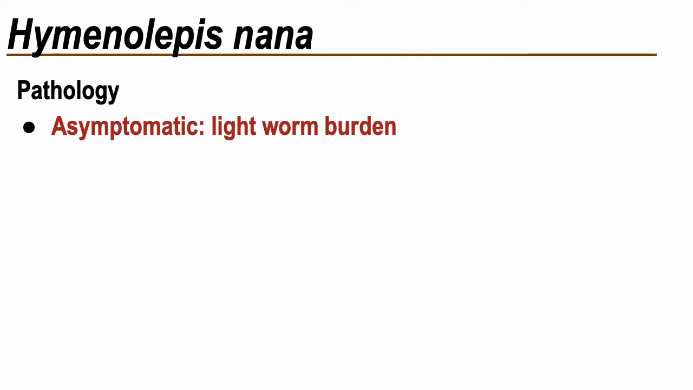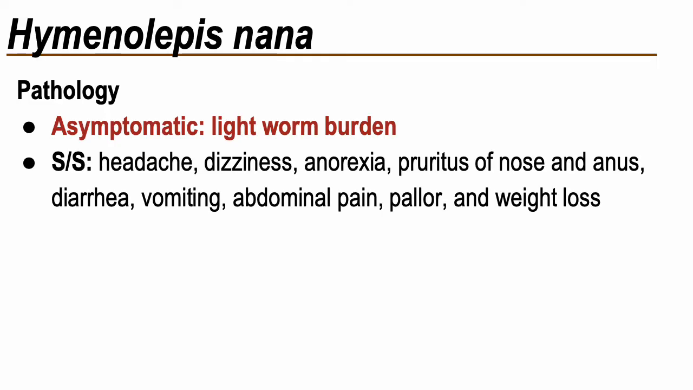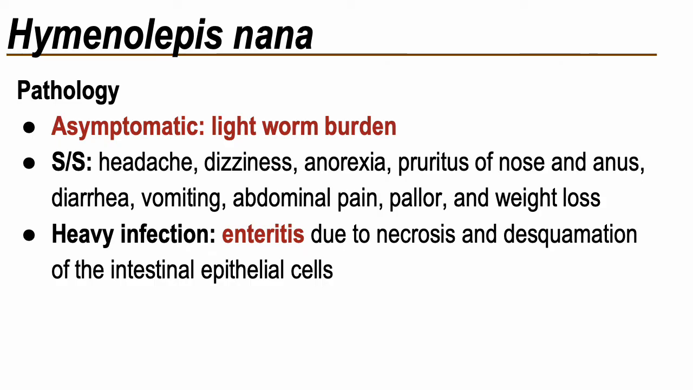So for the pathology of Hymenolepis nana, this is also known as hymenolepiasis, and usually symptoms are generally produced because of the patient's immunological response to the parasite. In light worm burden, this is generally asymptomatic, so patient may not develop any signs and symptoms, but in moderate to chronic cases, these types of signs and symptoms may be manifested. At heavy infections, enteritis is possible, or the inflammation of our intestine. This is due to the necrosis and desquamation of the intestinal epithelial cells that surround our intestine.